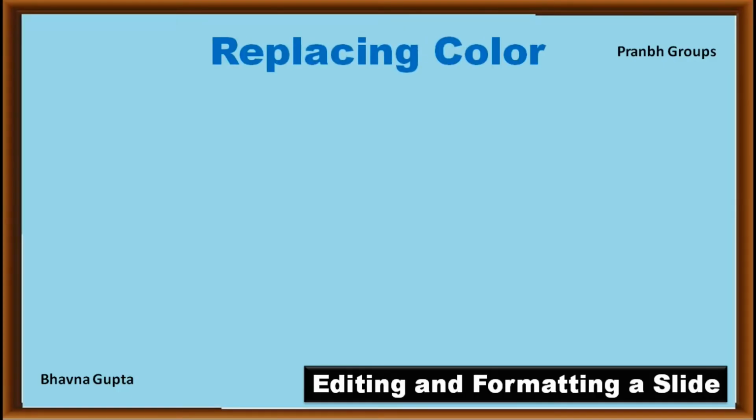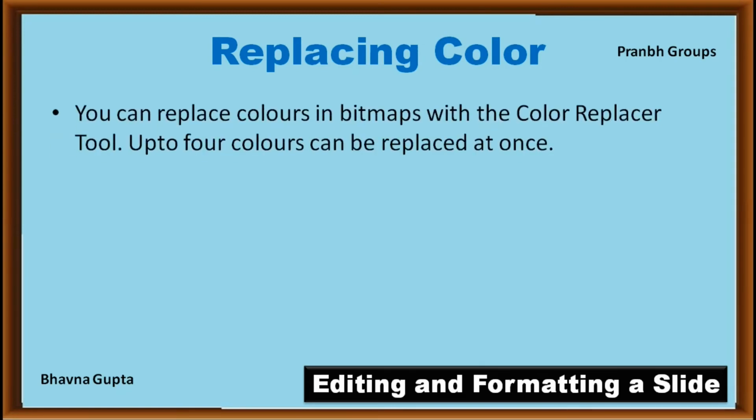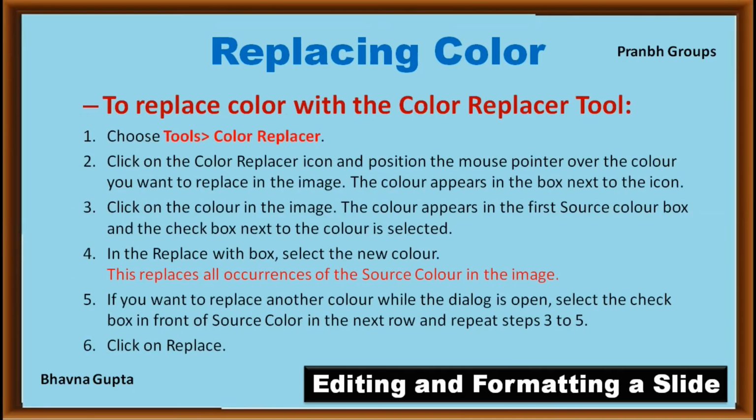The next and last topic is replacing colors. You can replace colors in a bitmap with the color replacer tool. Up to 4 colors can be replaced at once. You can also use the transparency option to replace the transparent areas of an image with a color. Similarly, you can use the color replacer to make a color of your image transparent. To replace colors with the color replacer tool, follow these steps.